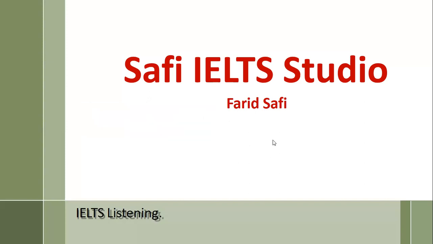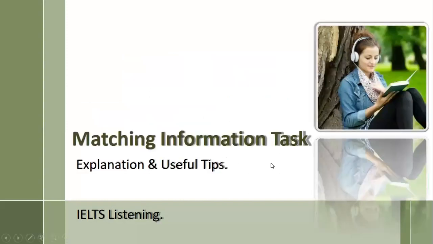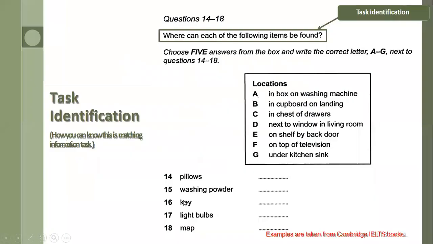Are you ready? So this is our topic, the matching information type of question. So today, the topic we're going to cover is called matching information type of question. Look, what I mean by matching information type of question: before the question is given to you, you are supposed to understand the task identification. Now, how can you identify this task? I'm going to explain a bit of it.